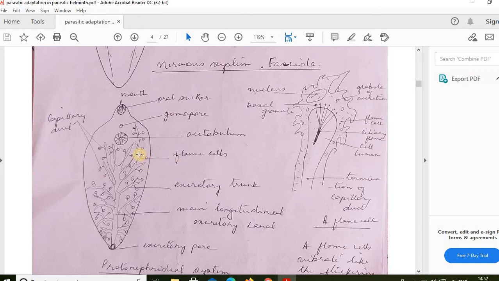This is the structure under the electron microscope. So this is the structure of flame cells. With the movement of these cilia, as if they draw the waste from the mesenchyme layer, from the middle part of the body, they absorb it into the capillary duct, and then the waste enters the excretory canal from all sides, and then comes into the main longitudinal excretory canal, and the waste is excreted out through the excretory pore.